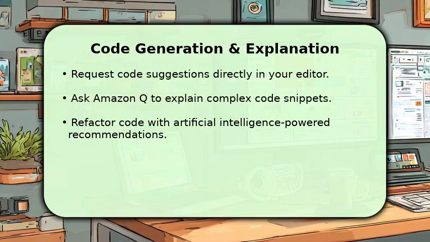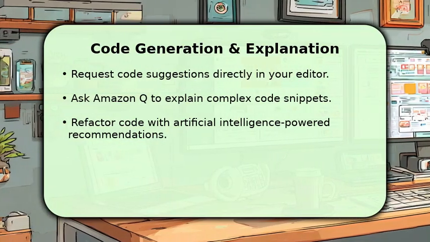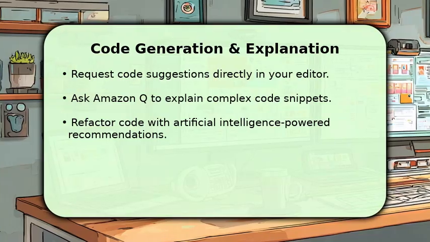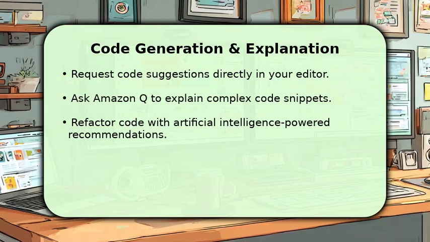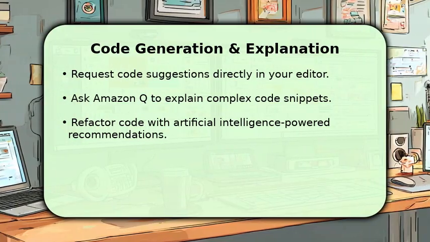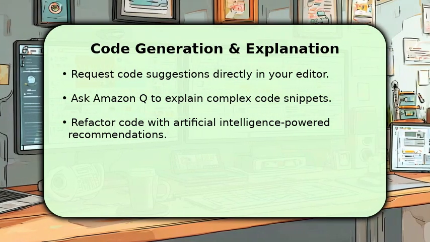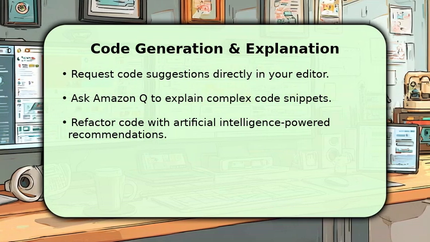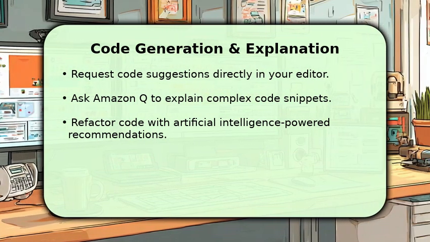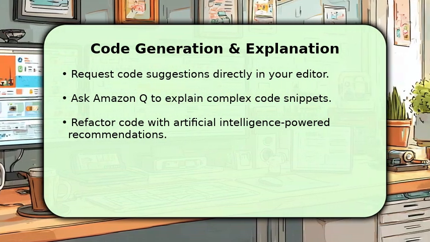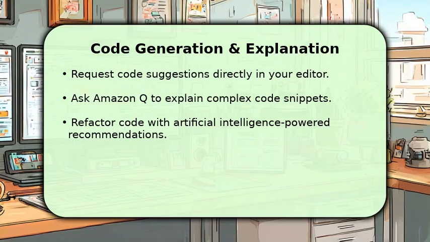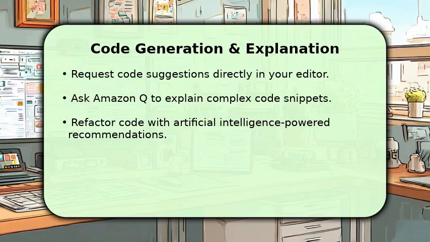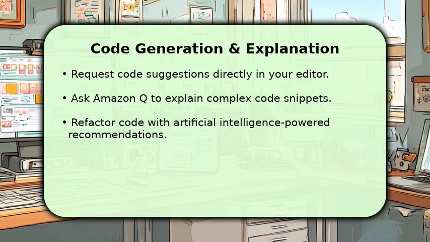Amazon Q offers powerful code generation capabilities. Simply type a comment or partial code, and Amazon Q will provide intelligent suggestions to complete your code, saving you valuable development time. You can also highlight any section of code and ask Amazon Q to explain its functionality in plain language, which is incredibly helpful for understanding unfamiliar code bases. Furthermore, it can suggest refactoring improvements, helping you write more efficient and maintainable code with just a few clicks.